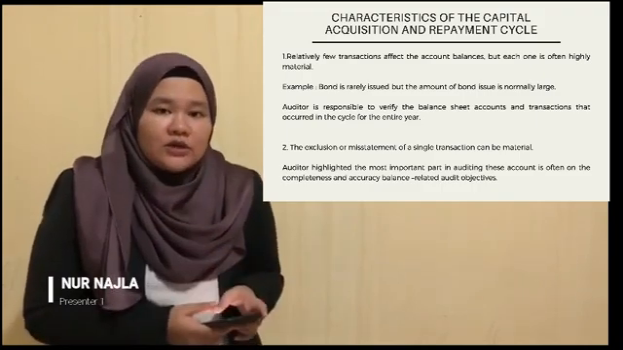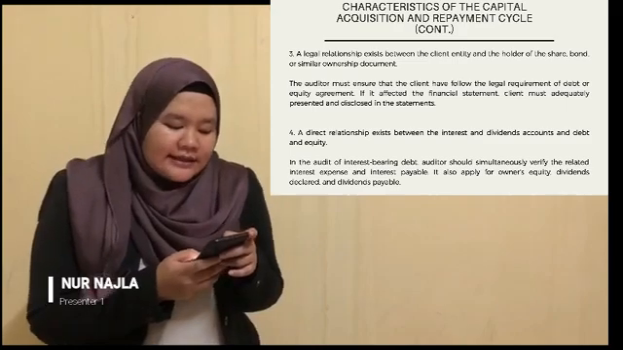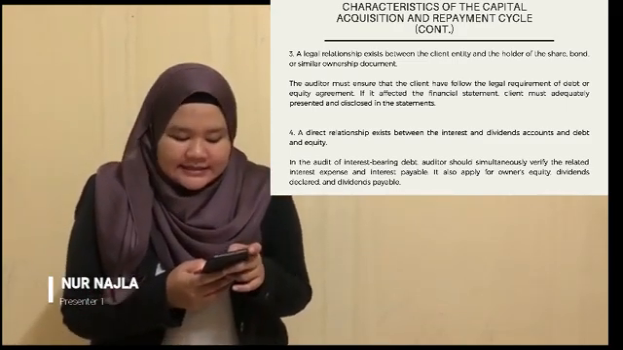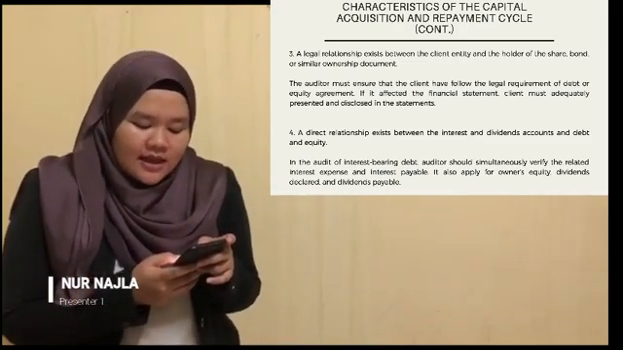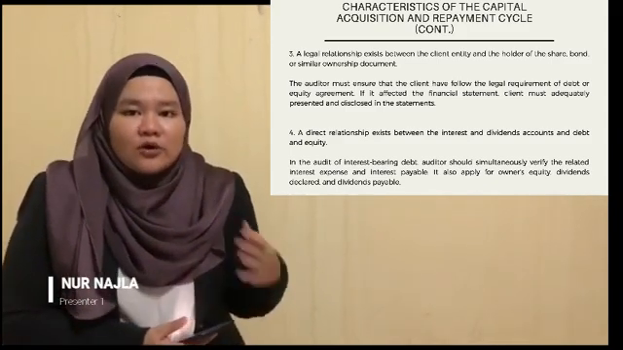So the auditor has highlighted that the most important part in auditing this account is the completeness and accuracy of balance related audit objectives. For the third point, a legal relationship exists between the client entity and the holder of the share, bond, or any similar ownership document.